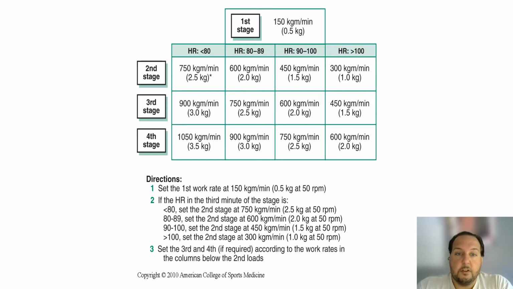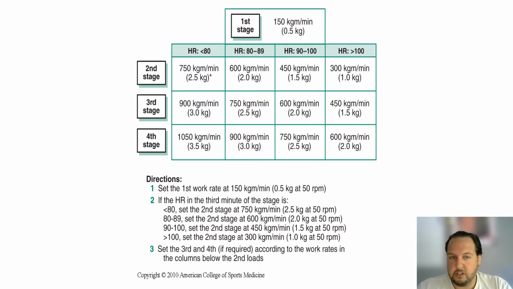And that formula I will show you in another video. If at the end of the first stage the heart rate is less than 80, this is where you would go for the second stage. You would go up to 750. If at the end of the first stage your heart rate is between 90 to 100, this is where you would go, and so on and so forth. If the heart rate at the end of the second stage was less than 80, move up to 900. If the heart rate at the end of the second stage is above 100 and we started here, for example, at the 750, then we would back off to 450. All right, hopefully that makes sense to everyone.